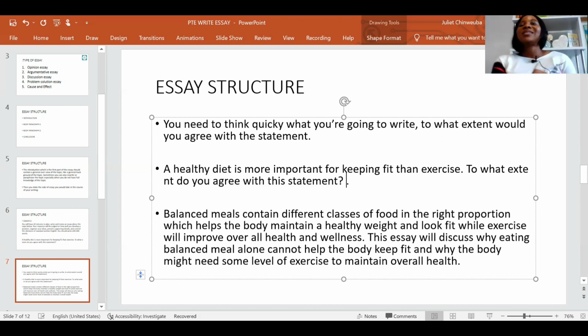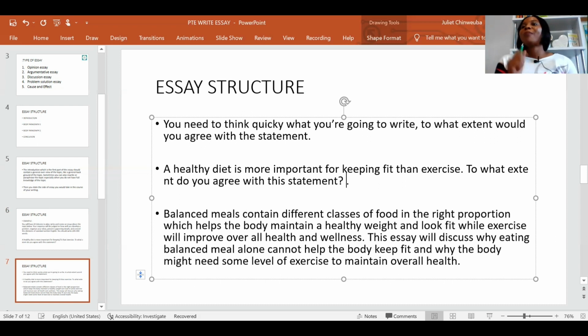So balanced meals contain different classes of food in the right proportion. See that? Which helps the body maintain a healthy weight and look fit. So they said a healthy diet is more important for keeping fit than exercise. And I say balanced meal. I gave a little definition, a little background of what balanced meals are. And I gave little things that they can do. They can help maintain a healthy weight and look fit. Then I also said why exercise will improve overall health and wellness.